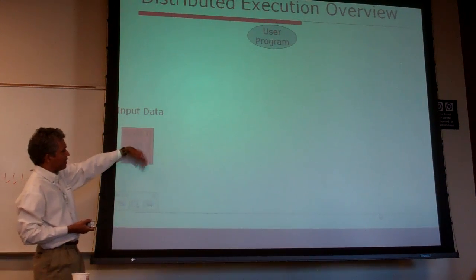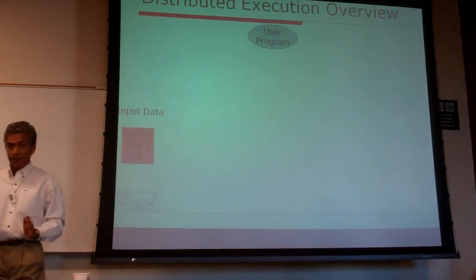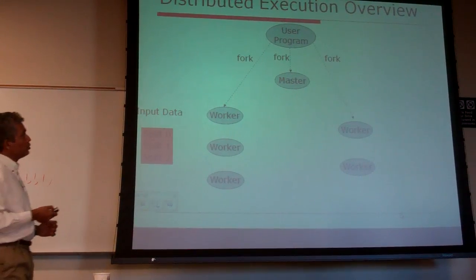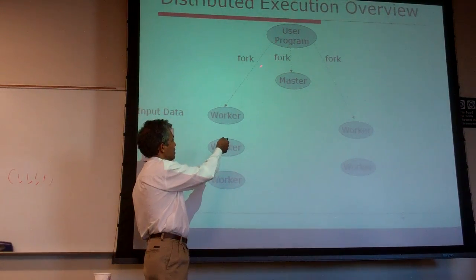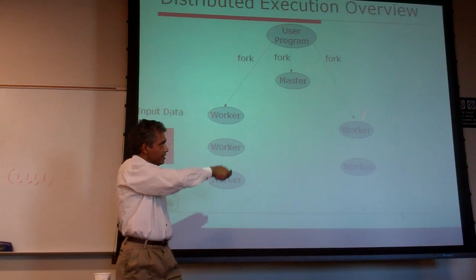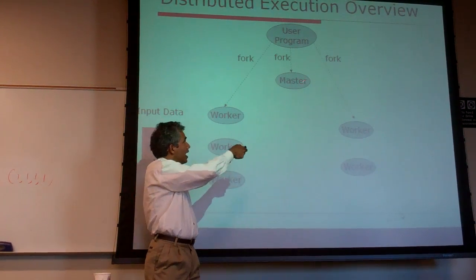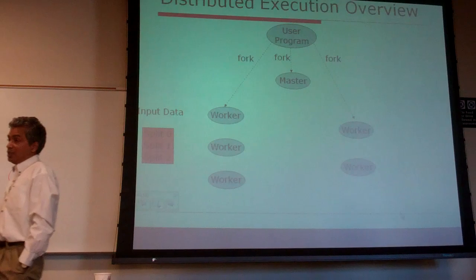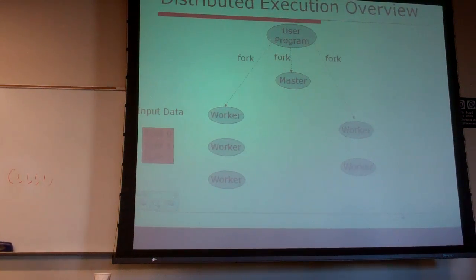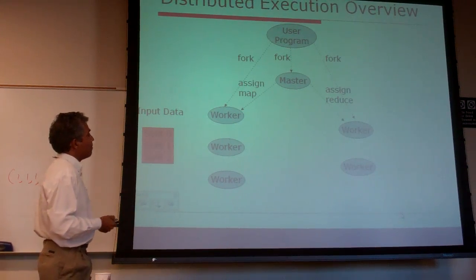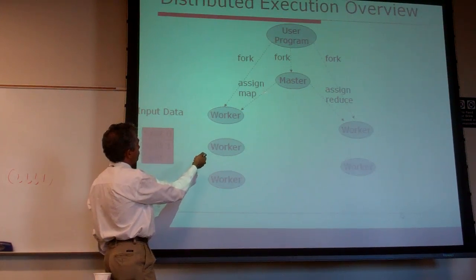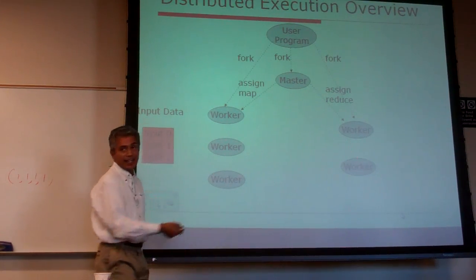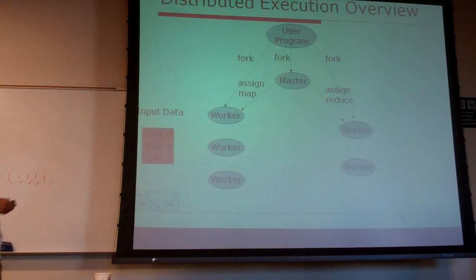So you have split the data into multiple splits, 0, 1, 2, 3, etc. Then the user program forks into multiple processes: these are the map workers, these are the reduce worker processes, and this is the master process. Now each process can be run on a separate CPU. The master process does the mapping assignment and the reduction assignment, so which CPU does which part of the input.